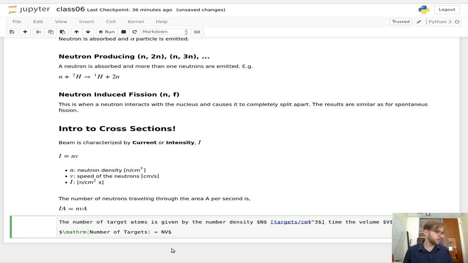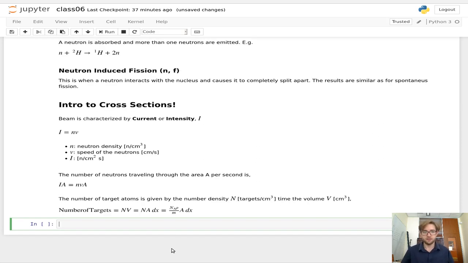Equals NV, and the volume, of course, is the area of that foil multiplied by its thickness, which is just dx. So this is NA dx. Which, if we convert to a mass density, is just Avogadro's number times the density rho divided by the mass of the target atom times the area times the thickness. Yeah, number of targets.